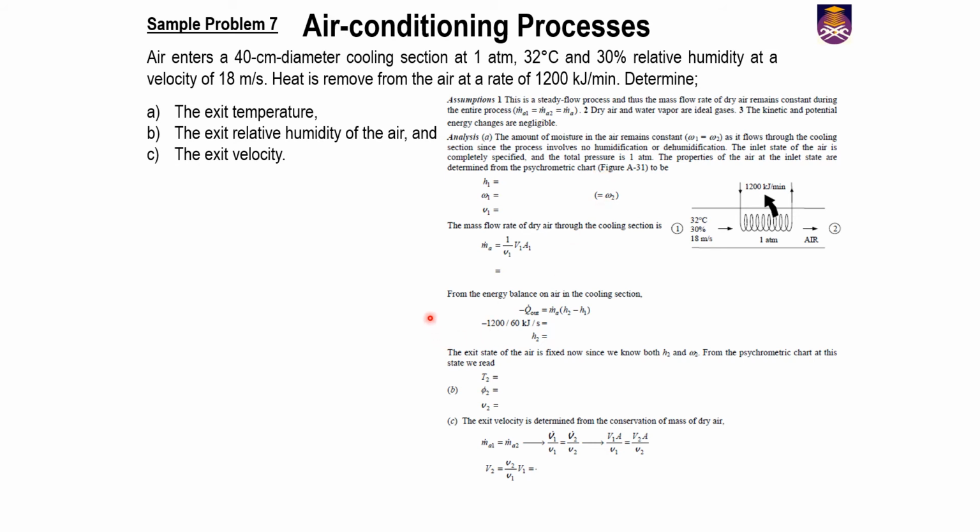All right. So m dot A is given here. All right. H1 is known. Negative Q out is here. So you can find H2. So now for point number 2, you have H2. You have omega 2, which is similar to omega 1. So once you have these 2 points, you should be able to find what is T2, relative humidity at point number 2, and specific volume at point number 2.